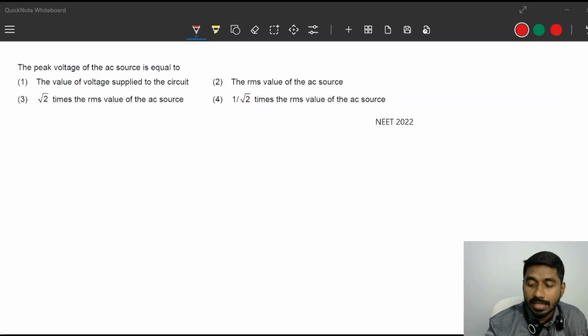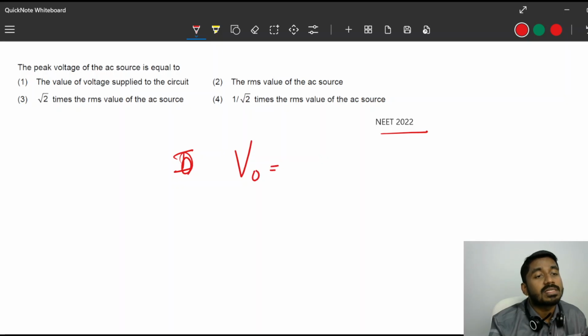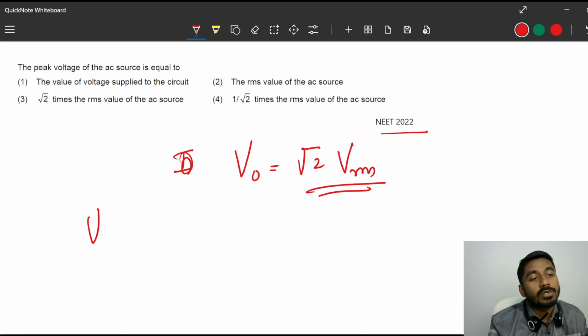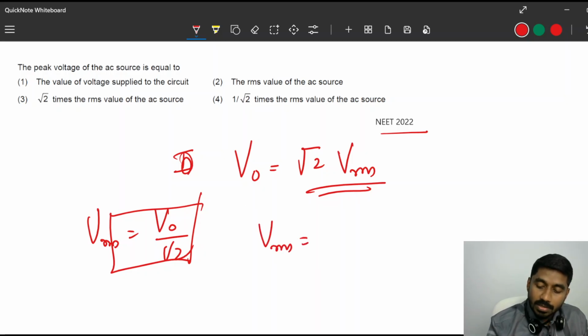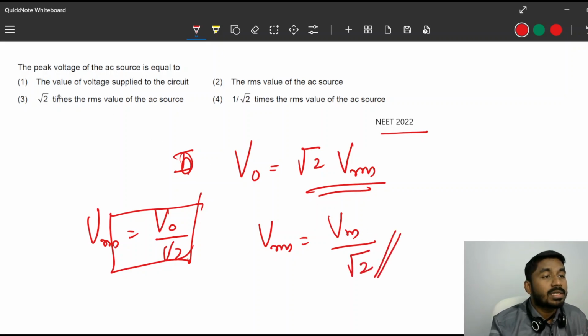The next question is from 2022. The peak voltage of the AC source is equal to, we know that the RMS voltage is equal to peak voltage divided by root 2. That is, V RMS is equal to peak voltage Vm or V0 by root 2. So here, Vm is equal to root 2 times the RMS value of the AC source. Let's move on to the next question.